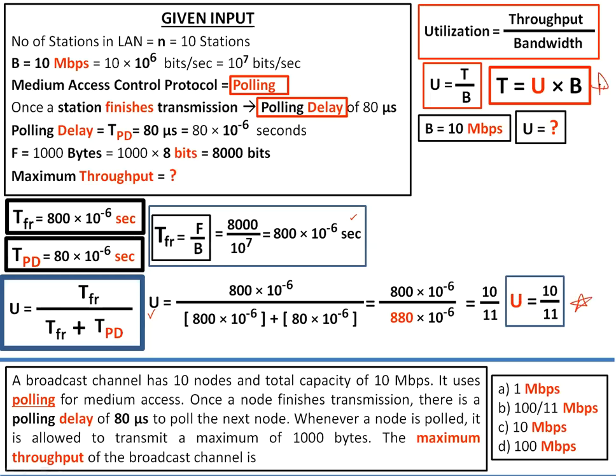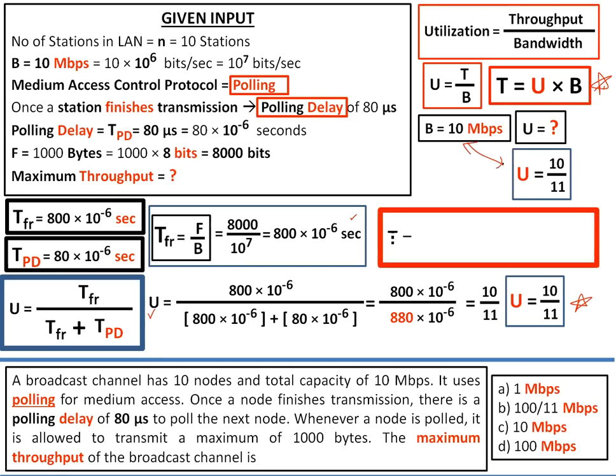Now substitute in this utilization. Bandwidth is there, utilization is there. So throughput is equal to utilization into bandwidth, 100 by 11 Mbps, guys. Because of the polling delay, the channel will be idle, guys. Channel doesn't have any data.